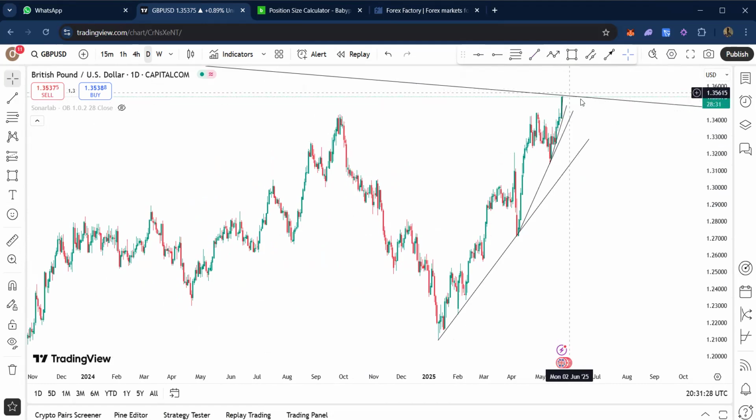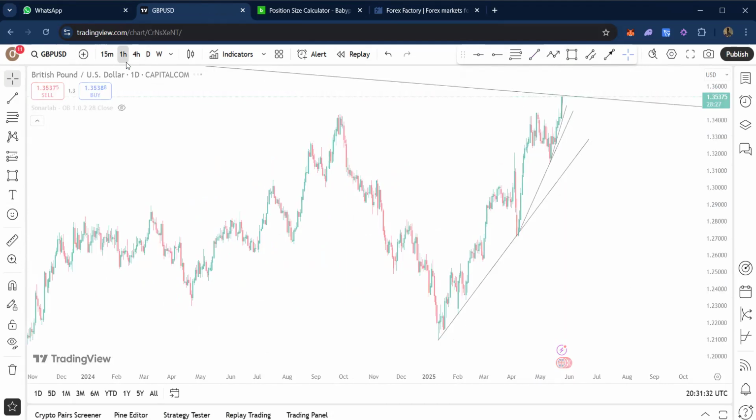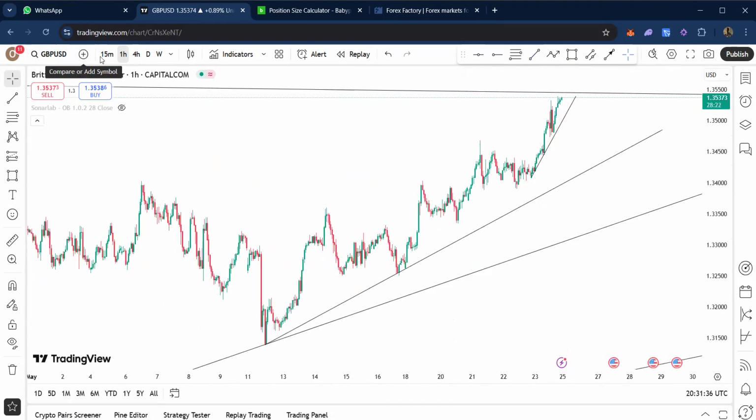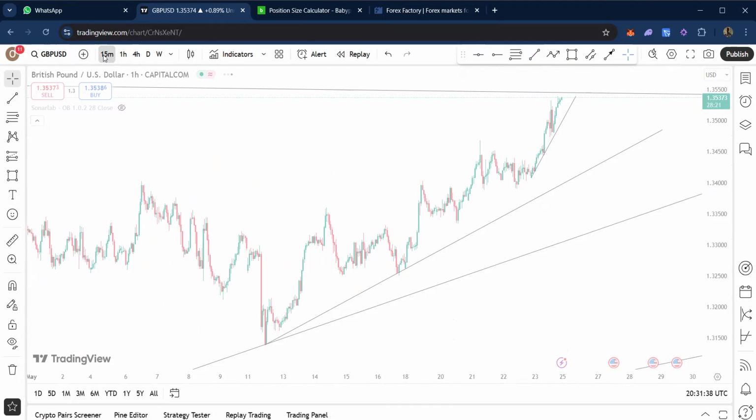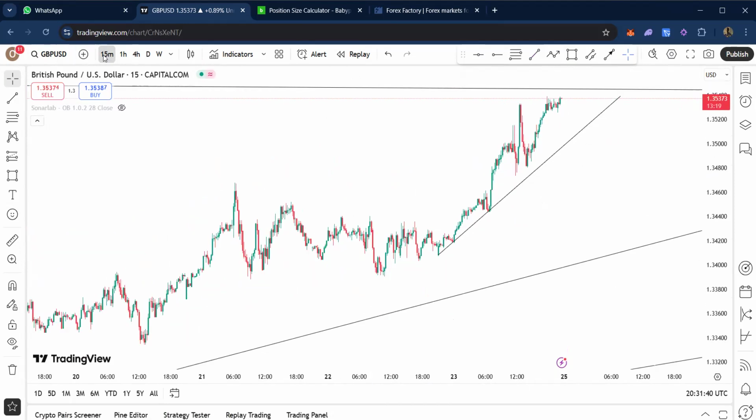Wait to see. It's not a must that this zone will be respected. No, it's not a must. Who told you that the trend line has to hold? I think you'll have to wait for the reaction. Yeah, the market has to move. Then all we have to do is just react.